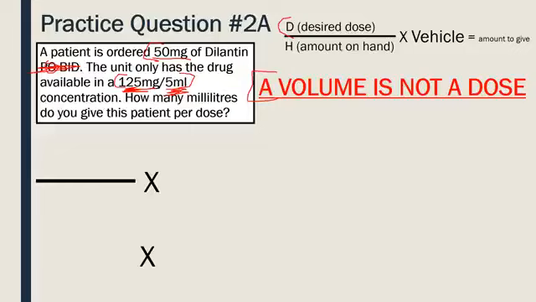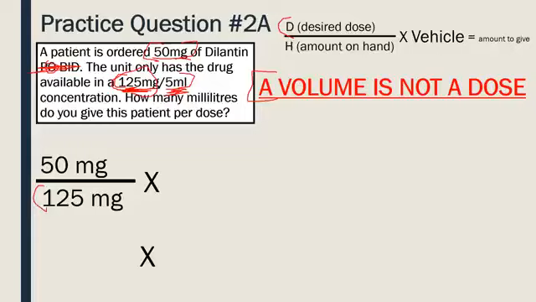So we're going to start with the desired dose. The desired dose is what the patient has ordered. So the patient is ordered 50 milligrams, and we're going to put that right at the top. Next up, we're going to put the on-hand amount. The on-hand amount is this part right here: 125 milligrams is what you have on hand. And remember, we're not putting the milliliters here because that's not a dose. That is a volume. So we put 125 milligrams down here.